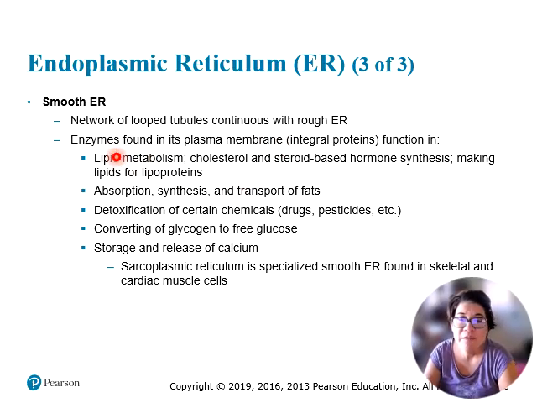So this is where lipids are made and processed. It also absorbs, synthesizes, and transports fats. It detoxifies drugs and converts glycogen to free glucose. Glycogen is kind of like the starch in your muscles. And then it stores and releases calcium. So it does different things than the rough ER.